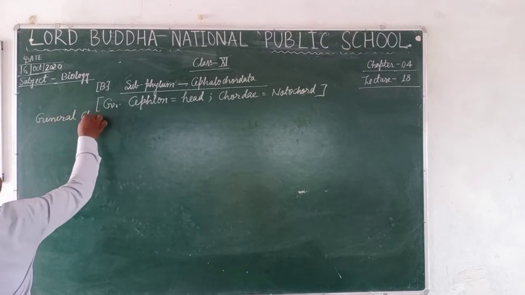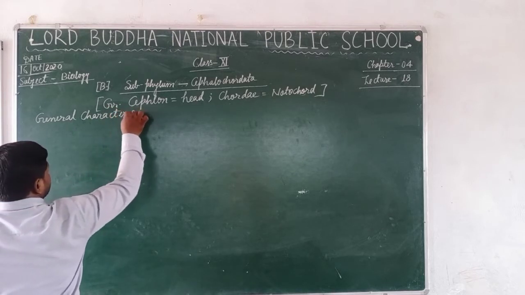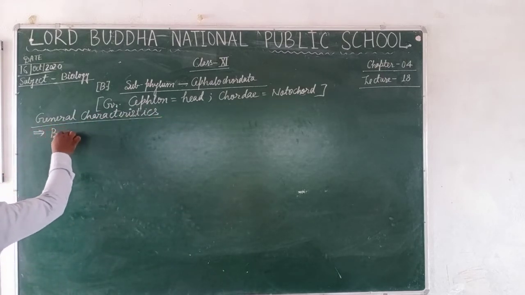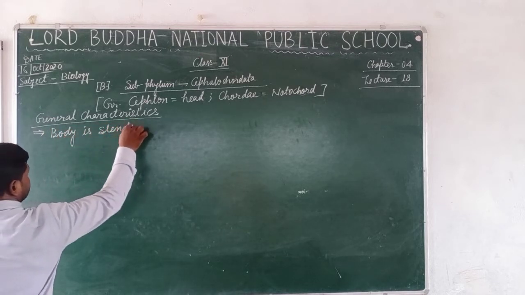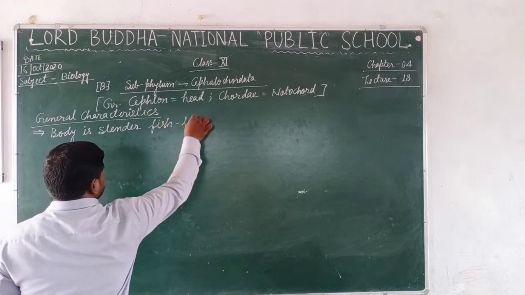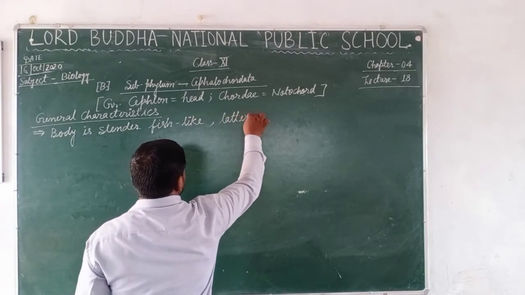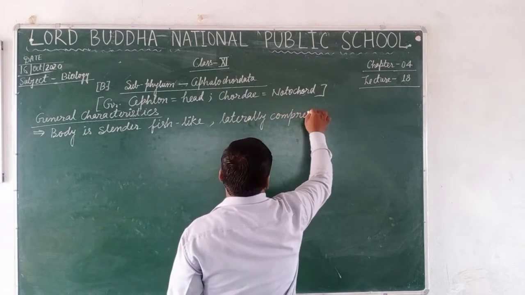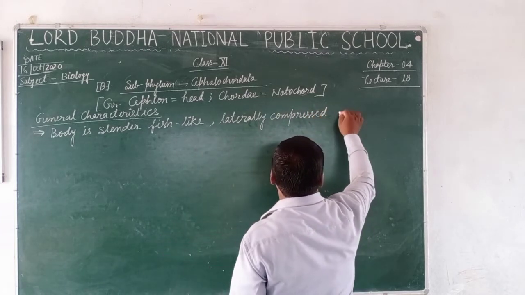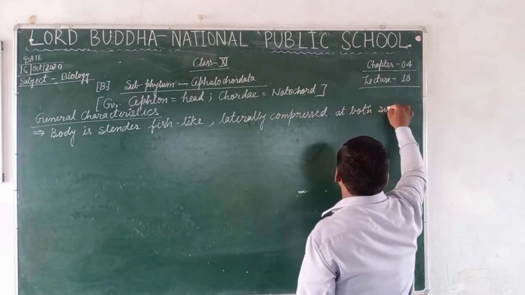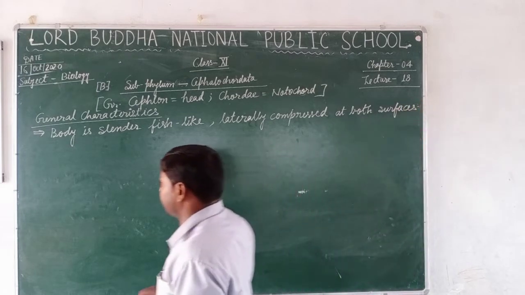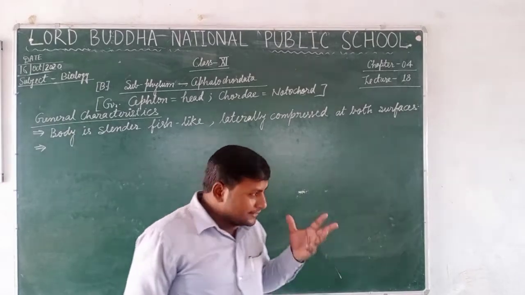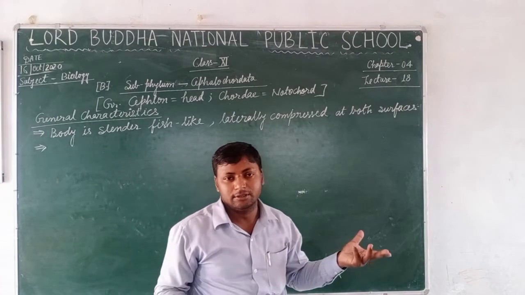We are going to discuss the general characteristics of cephalochordates. The body is slender, fish-like, and laterally compressed at both surfaces, and of the streamlined type. Yes, friends, the streamlined type. This makes them able to float easily on the surface of the water.